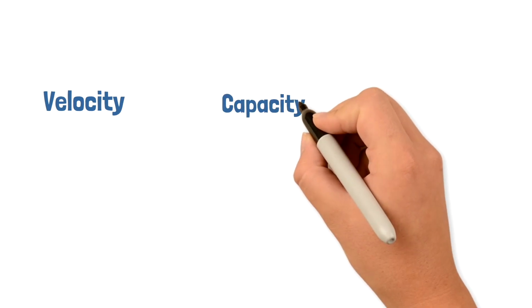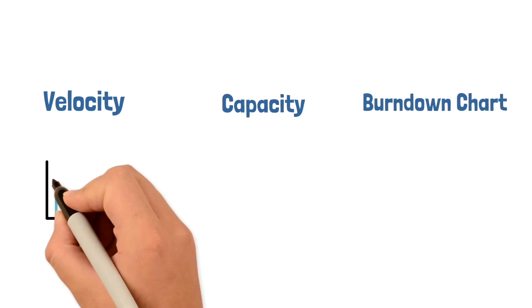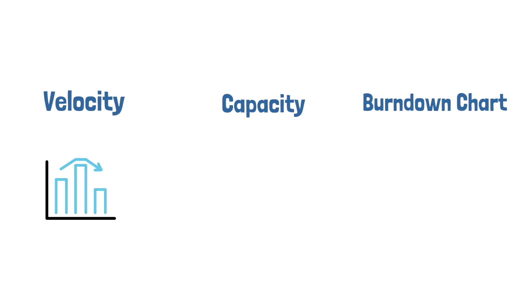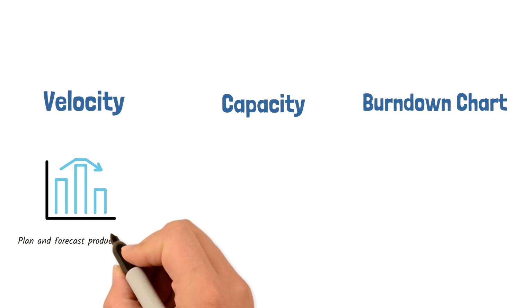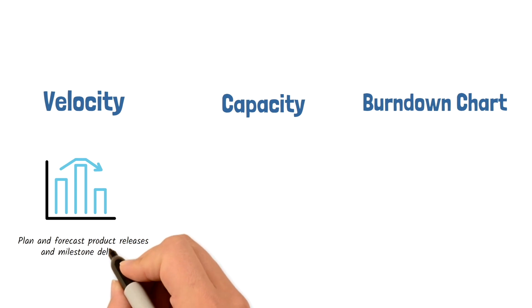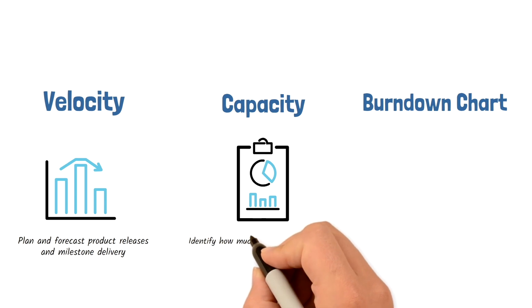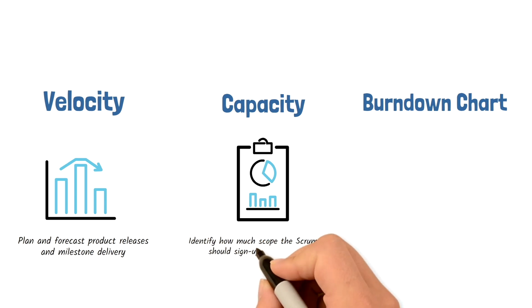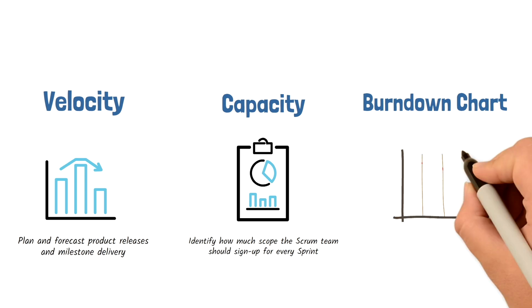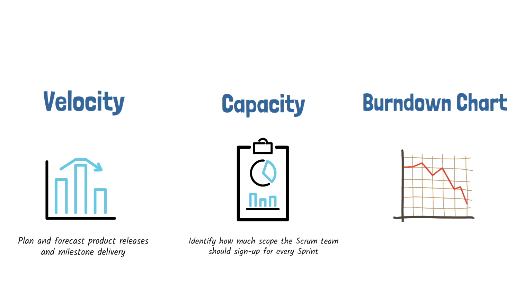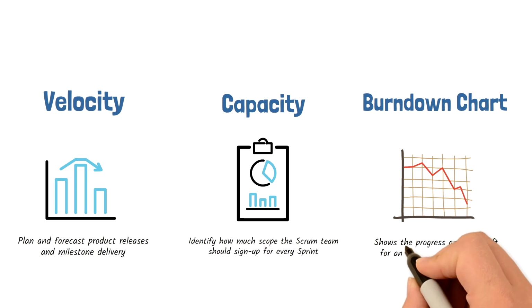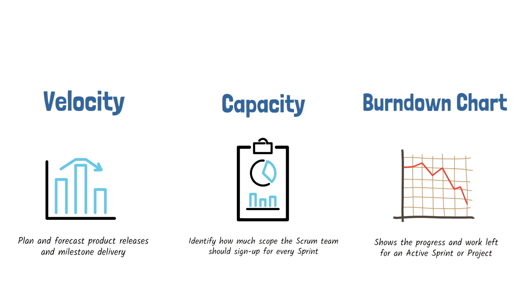The velocity, capacity, and burndown charts are 3 core metrics that every Scrum Master should use with their teams. In summary, the velocity allows the Scrum Master to plan and forecast product releases and milestone delivery. The capacity allows the Scrum Master to identify how much scope the Scrum team should sign up for every sprint during the sprint planning meeting. And finally, the burndown chart shows the progress and work left for an active sprint or project. The velocity, capacity, and burndown charts are 3 core metrics that every Scrum Master should use with their teams.